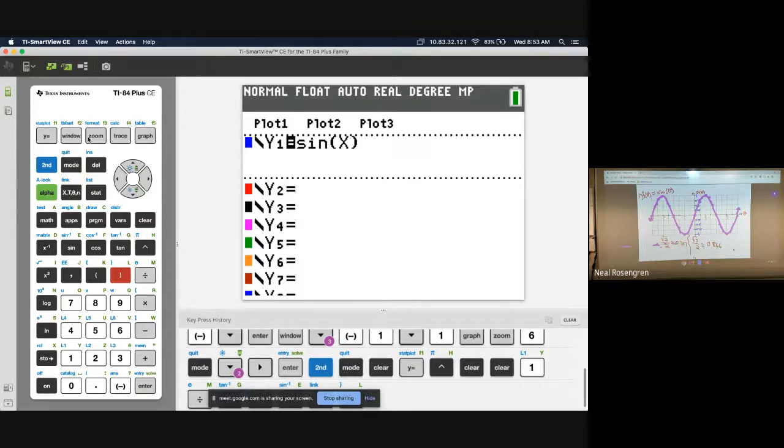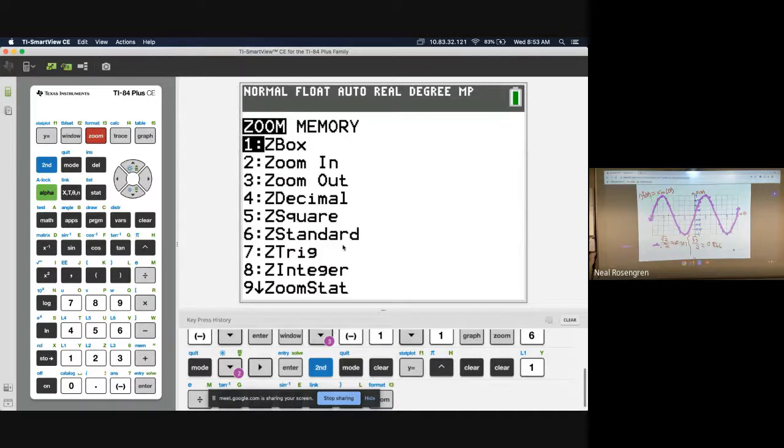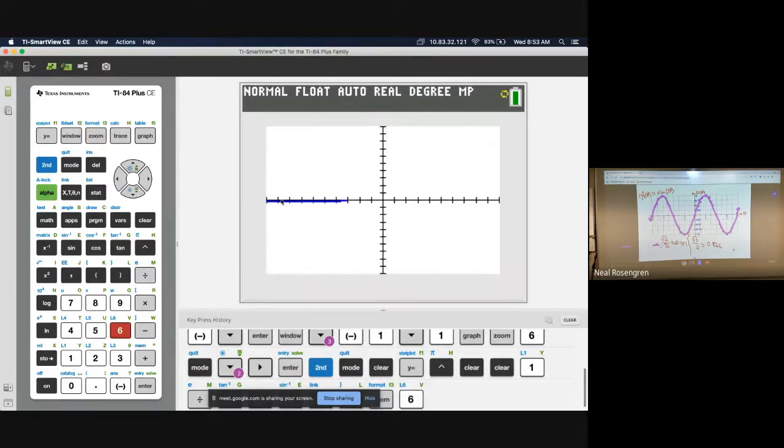And depending on what window you're in, things might look different. I'd like us all to start in the same window, maybe a window that you'd be more likely to see to start if you were graphing other stuff before this. Let's go to Zoom, and let's just click Zoom Standard, right? That's the one that we usually start in, so Zoom number 6. And we get a graph that looks like that.